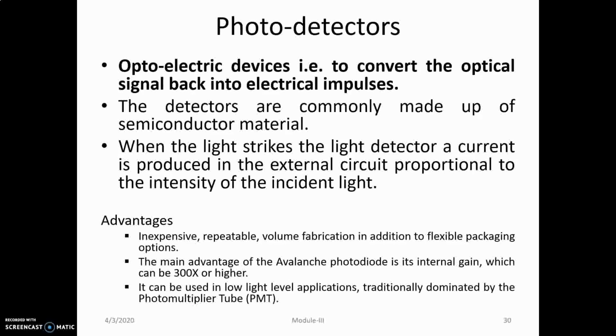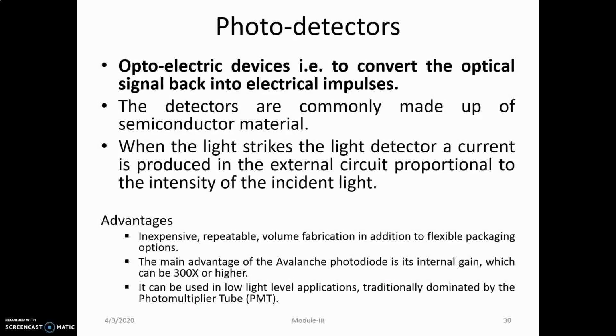First of all, what is a photodetector? It is an opto-electric device which is used to convert the optical signal back into electrical impulses. So normally a photodetector just converts optical light into electrical impulses. The detector is commonly made of semiconductor material. If I take the different varieties or types of photodetectors, then there exist different types of semiconductor material.